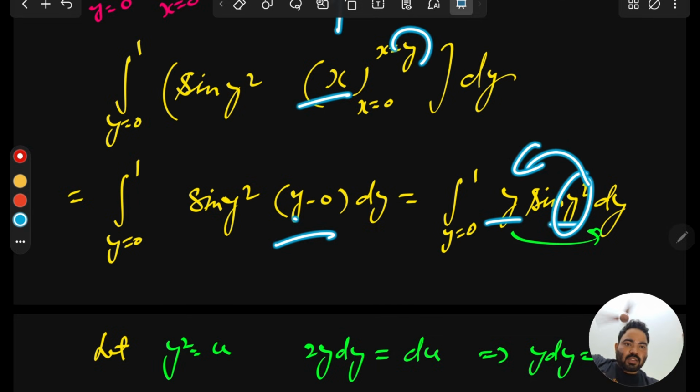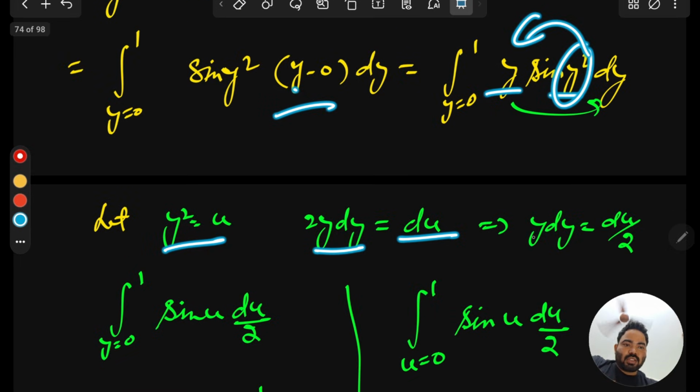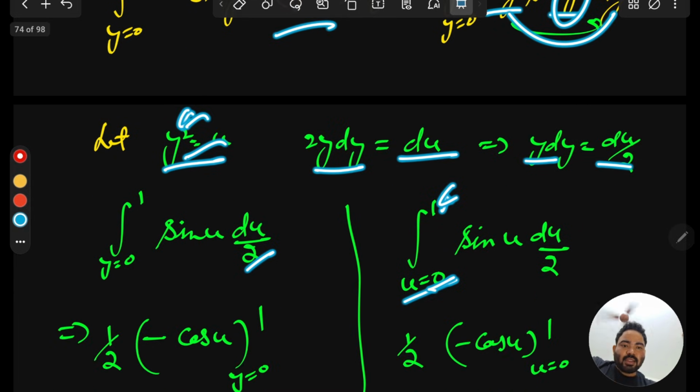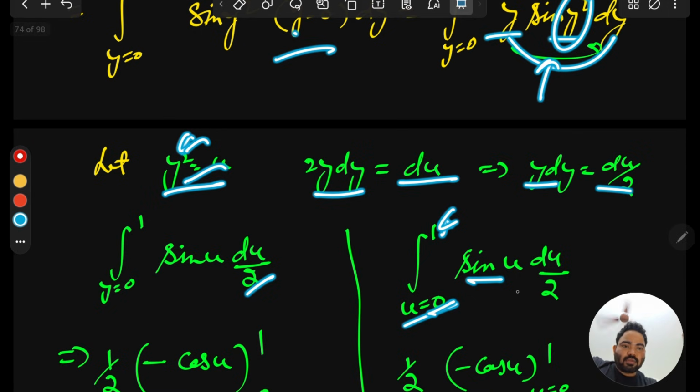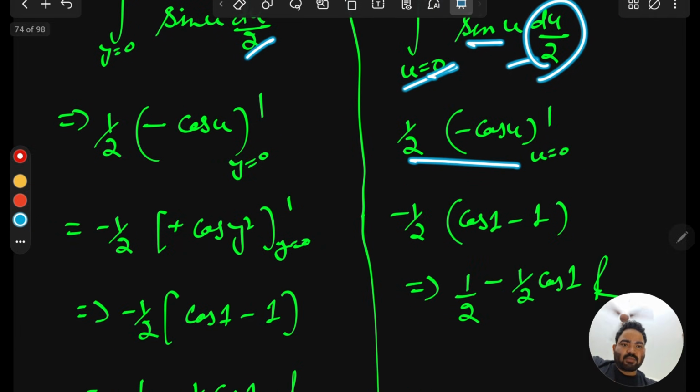Now you can easily say y square is equal to u. If y square equals u, this will give you 2y dy equal to du. So you can say y dy equal to du upon 2. So just put y dy equal to du upon 2. Now if you want to convert the limits into u, just put the lower limit of y, which gives the lower limit of u, and the upper limit of y gives the upper limit of u, and you are left with sin u du by 2. Now just do the integration, and whatever comes. See, don't make a silly mistake. The differentiation of sin is positive cos x, so the integration is negative. Just remember this thing.